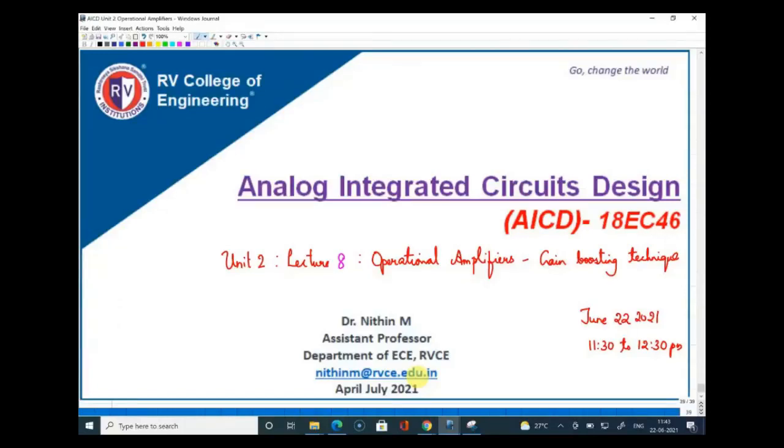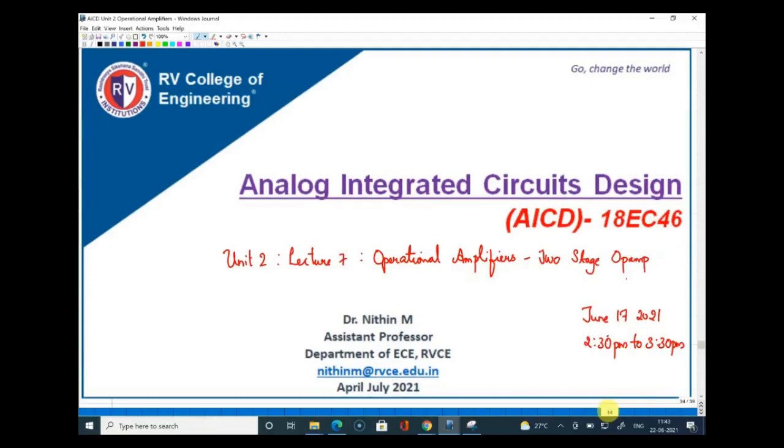Welcome to Analog Integrated Circuit Design lecture. This is lecture number 8 of Unit 2. And in today's class, we will start a technique called the gain boosting technique in order to improve the gain of the amplifiers or the operational amplifiers studied so far.